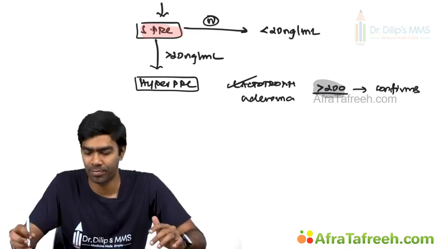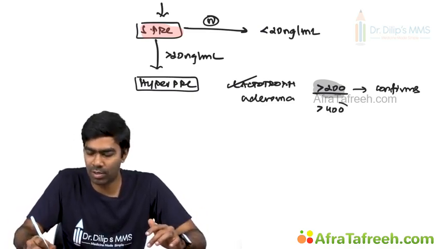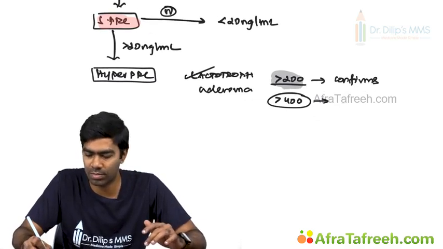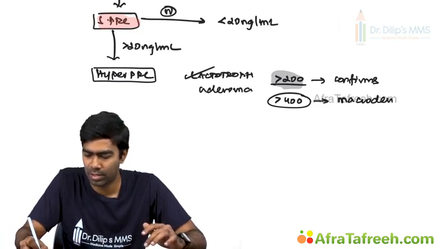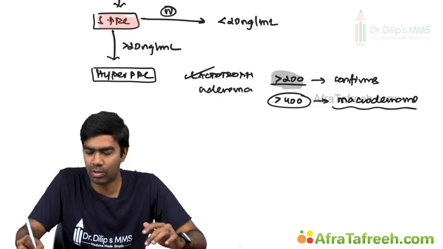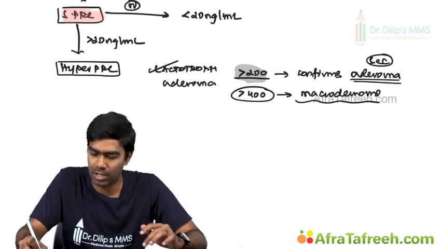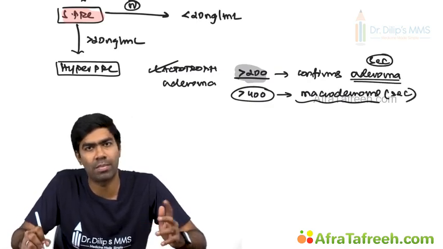A lactotroph adenoma is there. And you can even tell that if the levels are more than 400 and the patient is not on any drugs, it definitely confirms a secretory macroadenoma. It must be a lactotroph macroadenoma. So at more than 200, it just confirms a secretory adenoma, but here it confirms that it's a secretory macroadenoma. But remember, at a level of 100 or 35, you cannot rule out an adenoma.